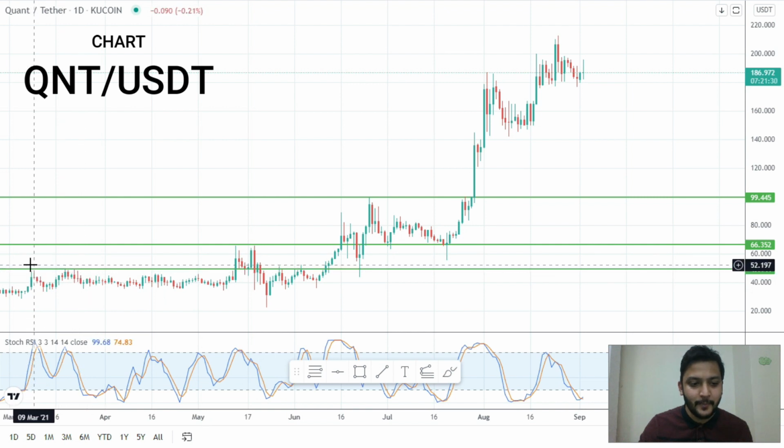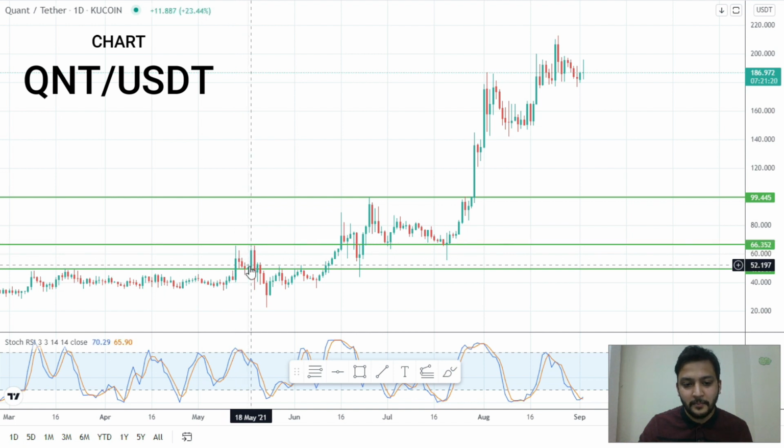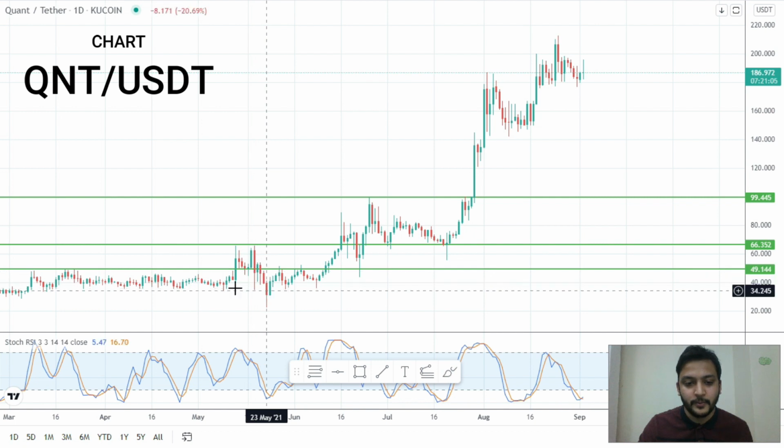This is the first tap of the resistance, second tap, this was almost the third tap, and the fourth final tap. When it tried to break the resistance, it broke, went up towards the upper resistance, came back to revisit this resistance to support flip. So essentially, once the resistance is broken, most likely there's a chance that the price is going to drop back towards that resistance zone to flip it back to support. If it cannot hold, then it again drops back, and that is what happened.